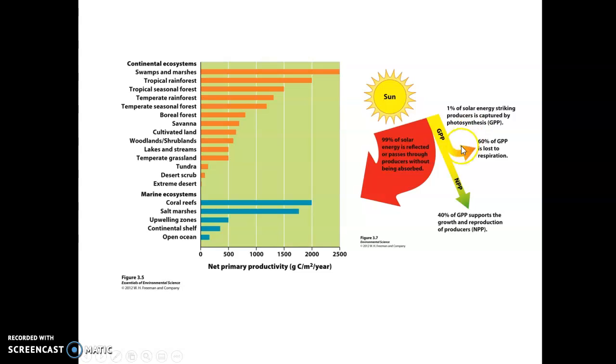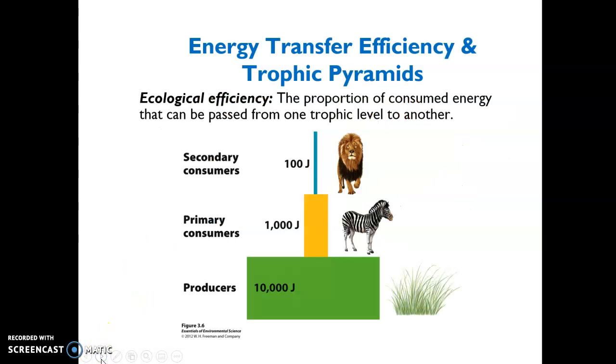And then of that gross primary productivity, 60% is lost to respiration, so only 40% becomes the net primary productivity. So 40% of 1% is a very small amount of net primary productivity versus what originates with the sun. Okay, now this is a very important concept to grasp here in environmental science. So let's take a minute to look at it.